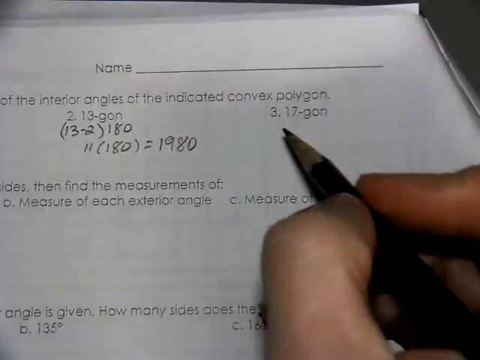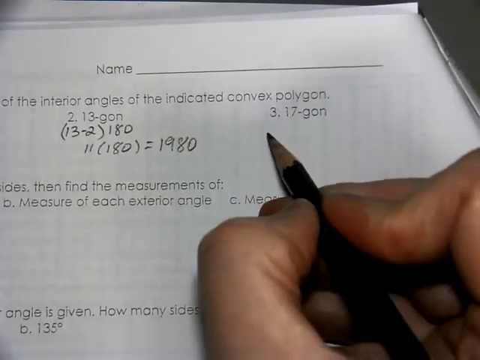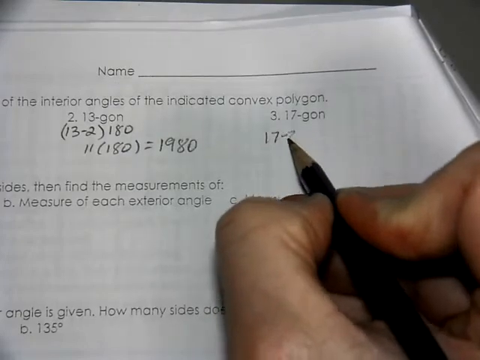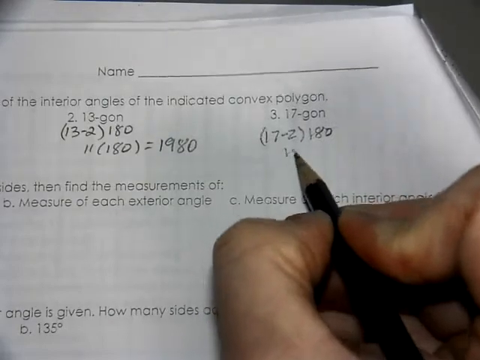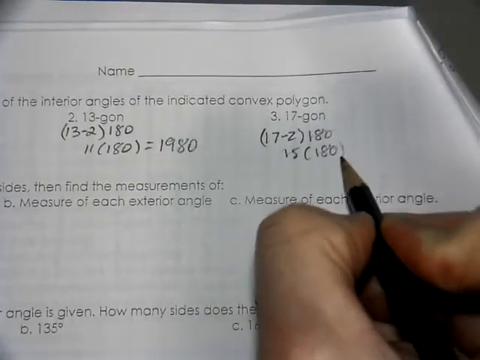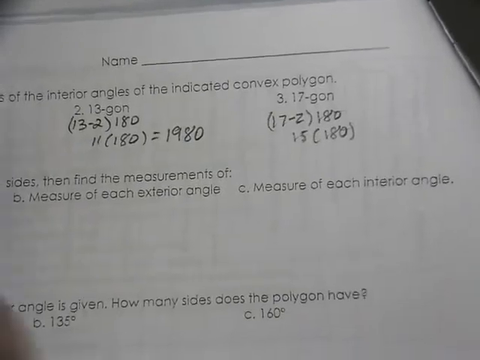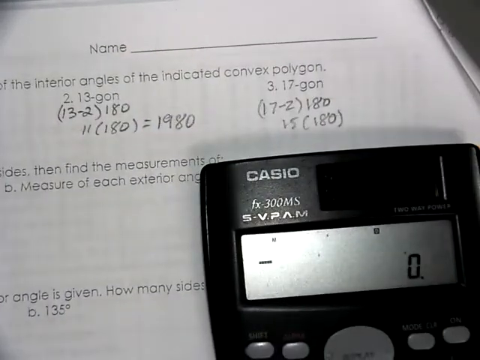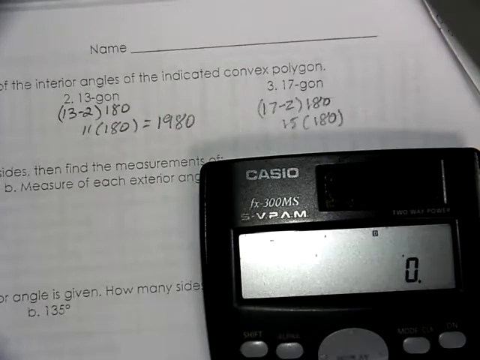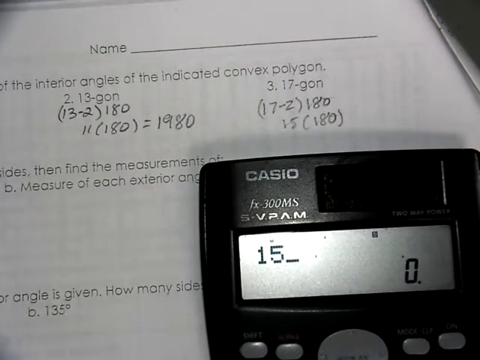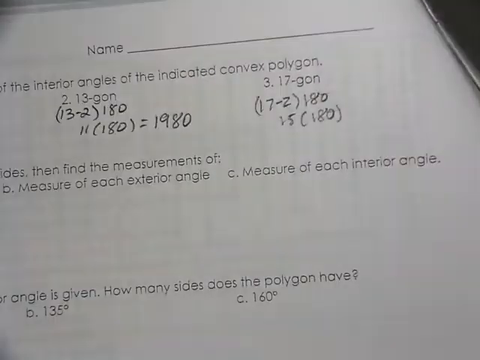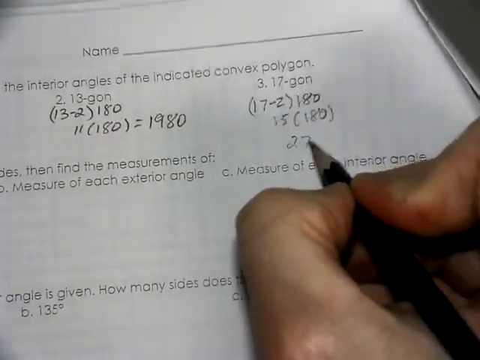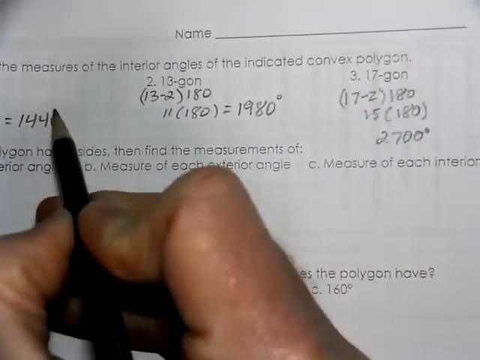Then we're down to 17, or I guess up to 17 sides. 17 minus 2. So that's 15 times 180. So if your polygon has 17 sides on it, when you draw the diagonals from one vertex, you form 15 triangles, and each triangle has 180 degrees. That gives you 2,700 degrees. A little degree marker on each one of these.